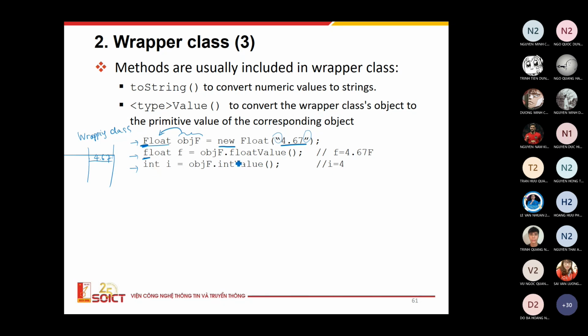And this way, you will convert this object F to the float value. Here you see the type and then the value, and you want to convert to float, so you will write floatValue. Then the return value can be assigned to f, which is a primitive data type, and for f we have the result like this. And again, with the same object, if you want to convert to int value, you will write intValue, and the result for i is 4.